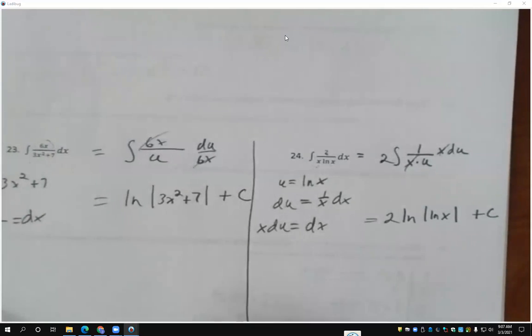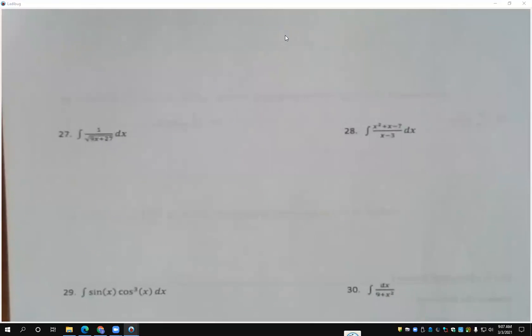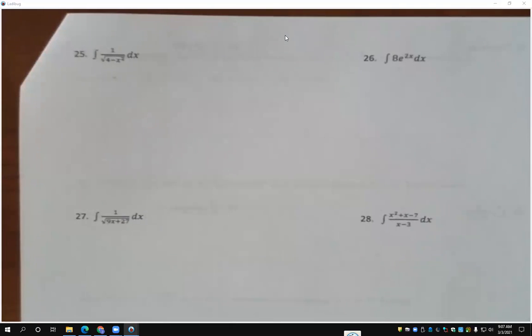All right, any others? All right, next page, 25 through 30. 28. 28. Okay.